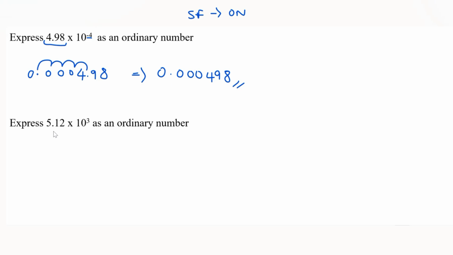For the next one, same process, we take this number a here. Now we are going to be moving it 3 places to the right because it's a positive power. 1, 2, 3. So rewriting 5.12 times 10 to the power of 3 as an ordinary number will be 5,120.